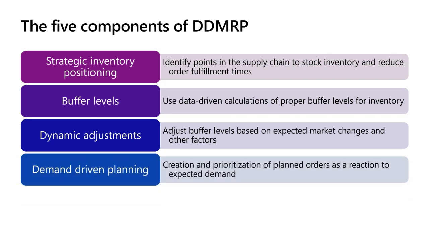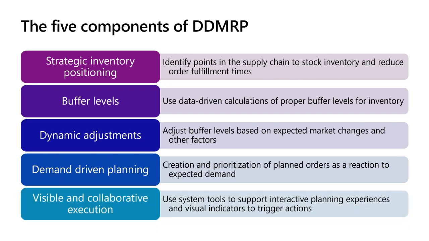Fourth is the demand-driven planning. It is the process itself of creating planned orders for replenishing the buffers, and also of all those planned orders, giving them a priority. And last, visible and collaborative execution. It is the process of executing those orders. And you'll see that DDMRP is a very visual tool.